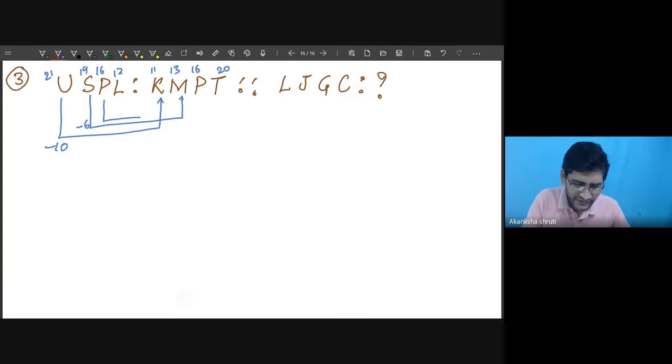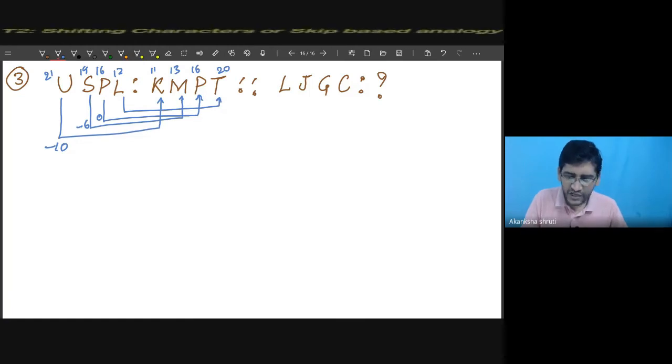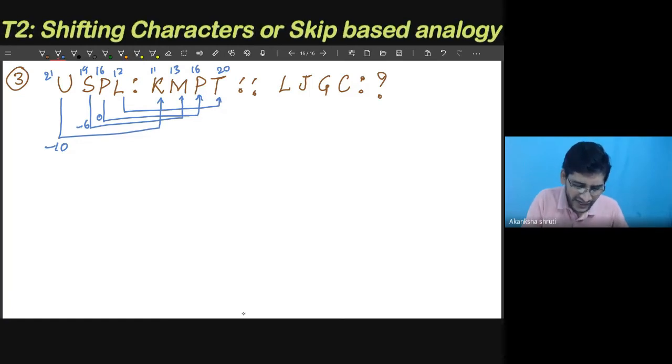P to P, how much is the change? No change, means you can write 0. L to T, how much is there? 12 to 20, and it is positive, plus 8. Here we are observing that some of these are plus and some of them are minus. So we need to observe all the possibilities.